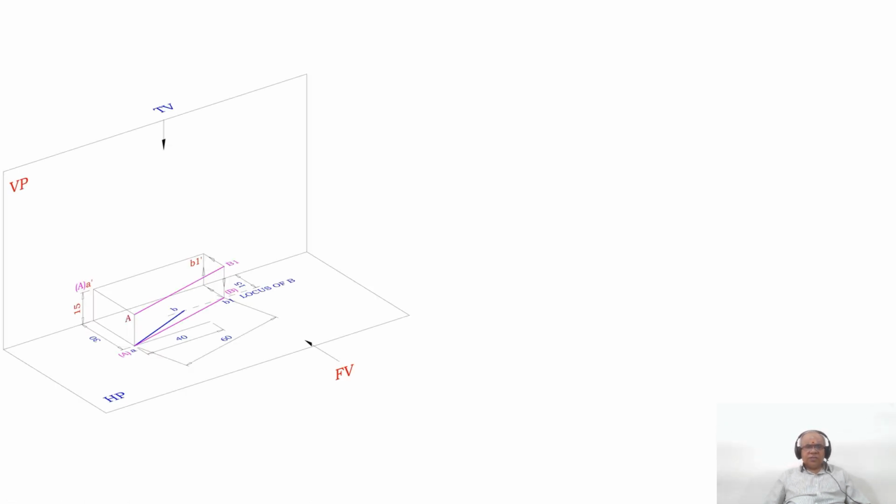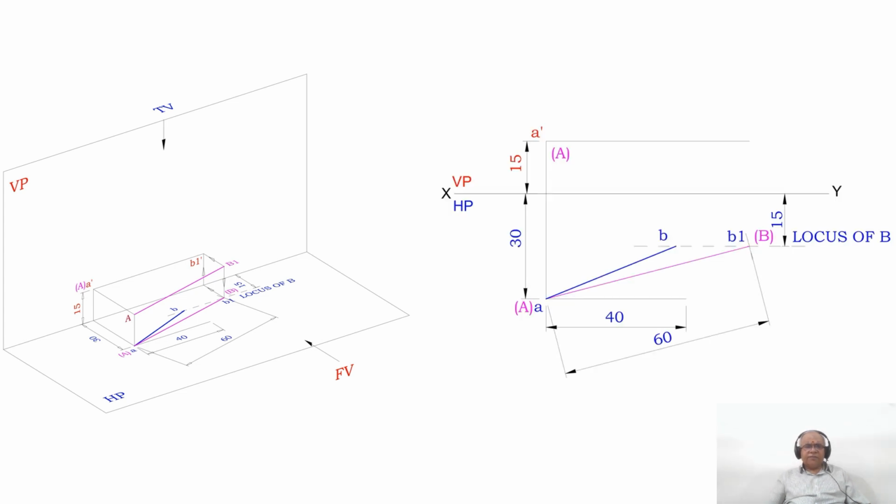Now, how to do this by drawing it in a manual sketch. First, we draw the XY line and mark VP and HP. Then from the XY line, you measure 15 mm above HP and draw a horizontal line. Similarly, from the XY line, you measure 30 mm and draw a horizontal line. Then take any point on the vertical plane, and from here draw a vertical projector such that it cuts both the horizontal lines, both in VP and in HP.